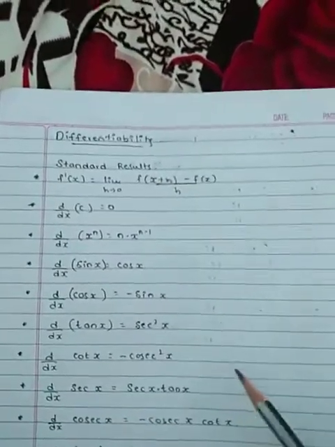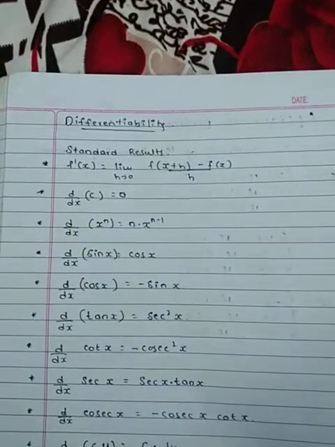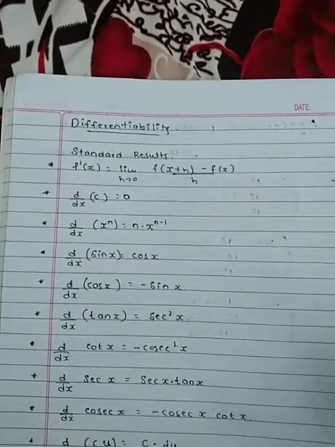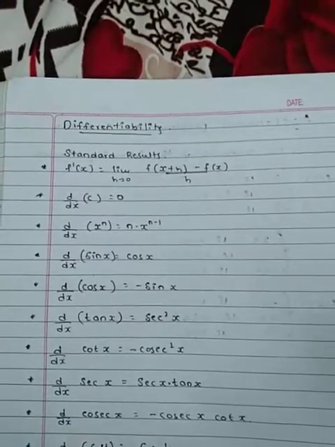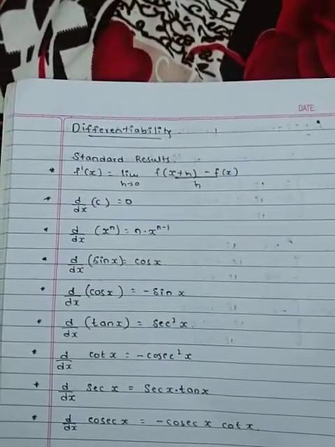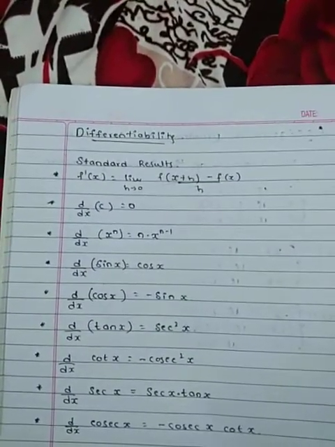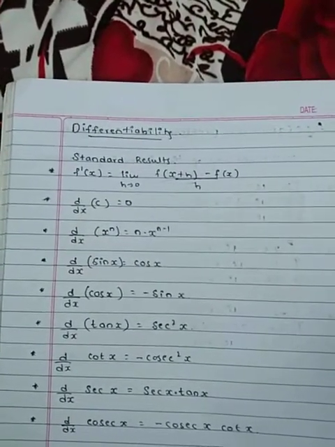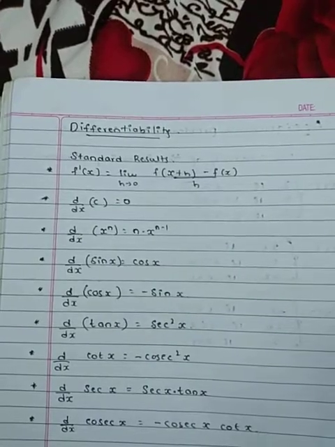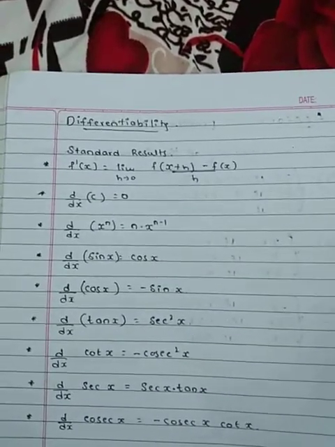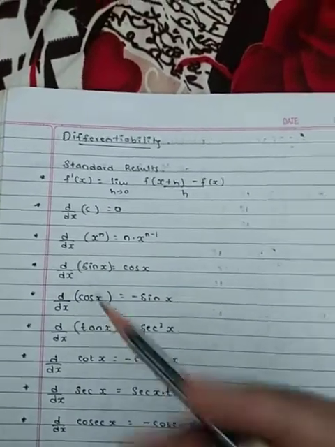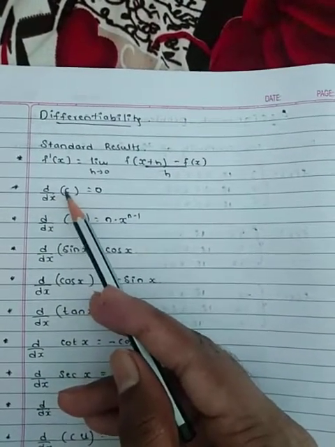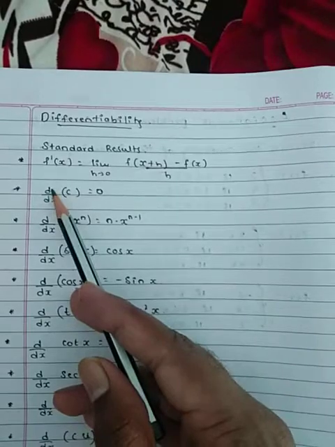In the first year PUC, we have discussed the first principle method, and we have solved many problems like sin x, cos x. We have found a lot of problems on those topics. We are finding the derivative of the given function by using the first principle method, and we have discussed some standard results. So d by dx of constant c, the differentiation of a constant is 0.